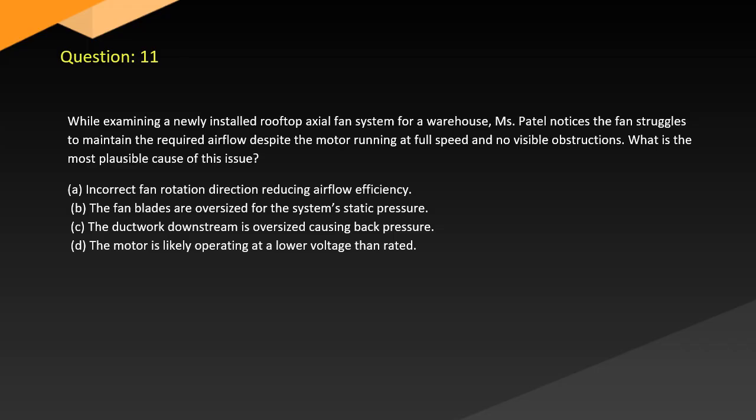Question 11. While examining a newly installed rooftop axial fan system for a warehouse, Patel notices the fan struggles to maintain the required airflow despite the motor running at full speed and no visible obstructions. What is the most plausible cause of this issue? A. Incorrect fan rotation direction reducing airflow efficiency. B. The fan blades are oversized for the system's static pressure. C. The ductwork downstream is oversized, causing back pressure. D. The motor is likely operating at lower voltage than rated.